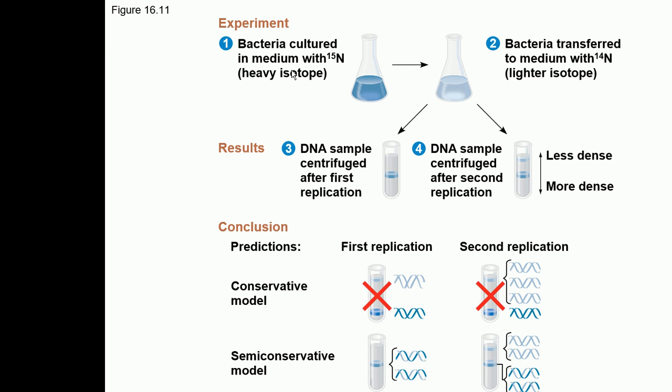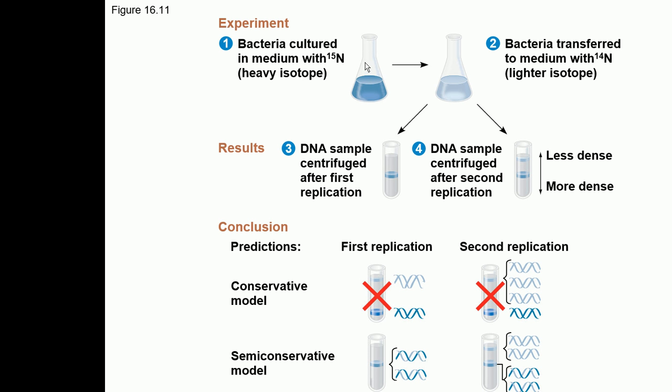So it means that the bacteria growing in this medium will have nitrogen 15 in its DNA. The DNA we just talked about has nitrogenous bases, so there is nitrogen. When the bacteria is cultured in this medium, its DNA will have nitrogen 15. And what they did was they took this bacteria and transferred it from this medium to another medium in which the nitrogen is nitrogen 14.